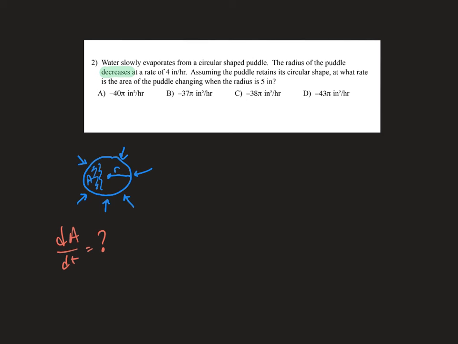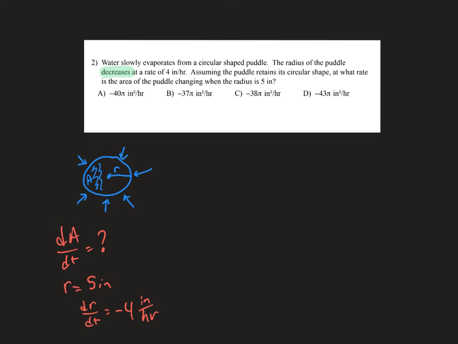We are given some information. We know that at the time in question, r is 5 inches. And we know that the rate at which the radius decreases is negative 4 inches per hour. That's dr over dt. I'm making that negative because this thing is decreasing. And rates, remember, they do have direction.